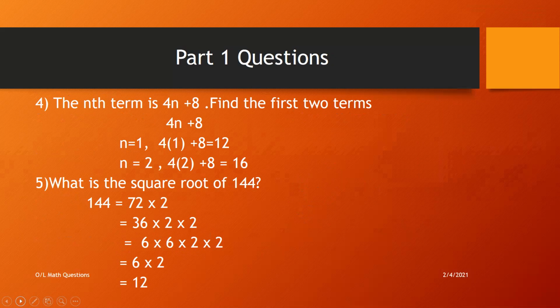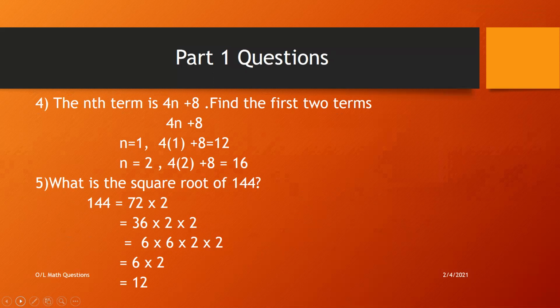The fourth question, the nth term is 4n plus 8. Find the first two terms. Now you know your nth term, it's 4n plus 8. You have to find the first two terms. First, I'm going to find the first term. How can I find the first term? You take n as 1. Then 4 times 1 plus 8. 4 times 1, it's 4. 4 plus 8, it's 12. So my first term is 12.